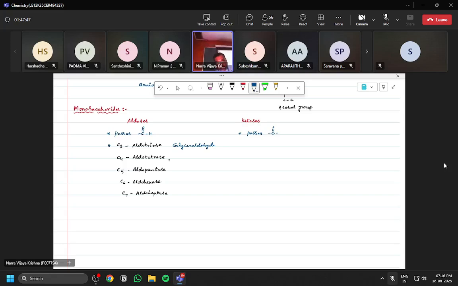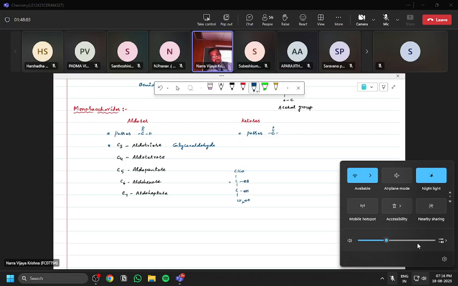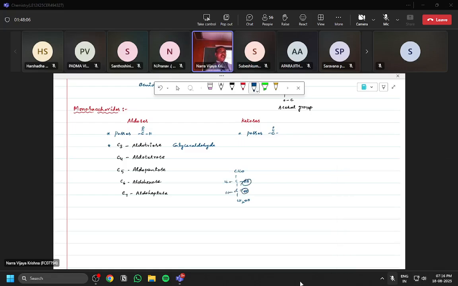Now, aldotetrose. We have seen two: erythrose and threose. If you have both OH groups on the same side, erythrose. If these two OH groups are on opposite sides, threose. So I am writing examples: erythrose or threose. Aldopentoses: arabinose, ribose, xylose, lyxose. Four we have seen.